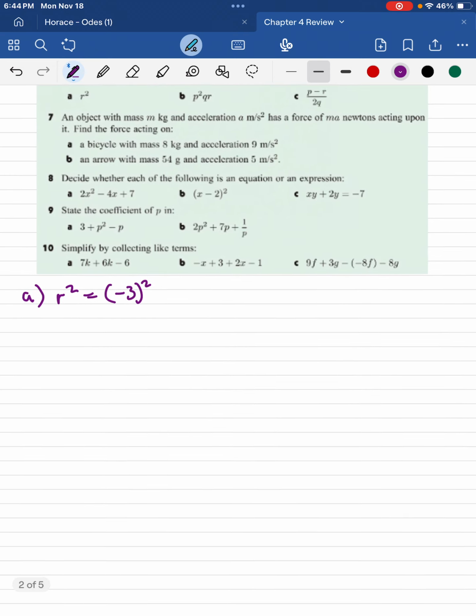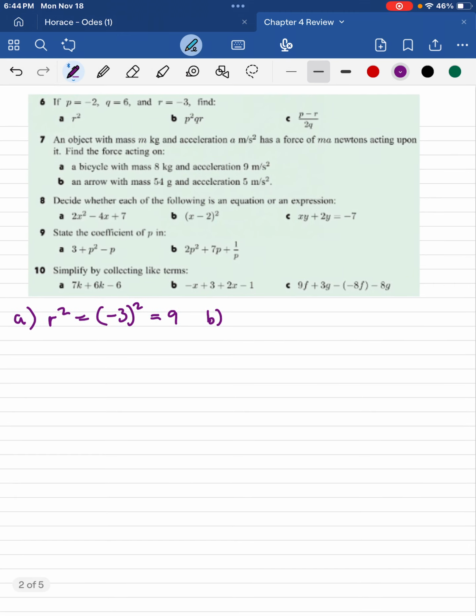Notice I put it in parentheses. That's going to equal 9. B is going to be P squared Q times R. That's going to be (-2) squared times 6 times (-3). So that's going to be 4 times 6 times -3. That's -72.